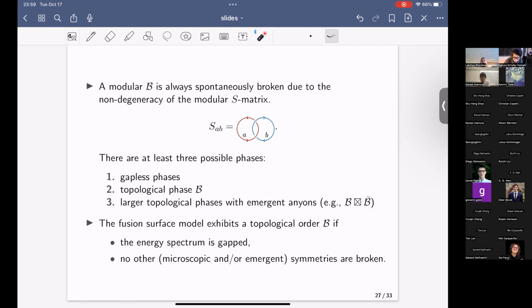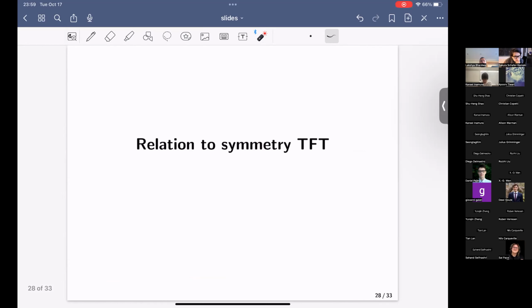So from this discussion, it would be natural to expect that the fusion surface models with these symmetries can realize general topological orders in some parameter regime. So it would be interesting to investigate the phase diagrams of these lattice models. But this is still an open problem. So this is an interesting future direction. And I think I'm already running out of time.